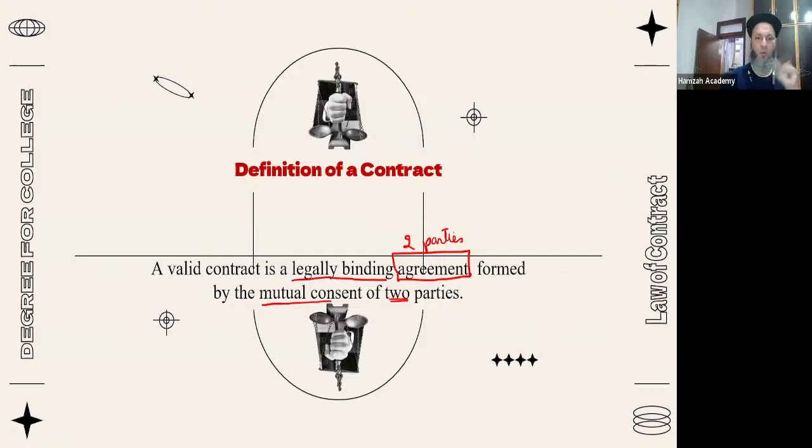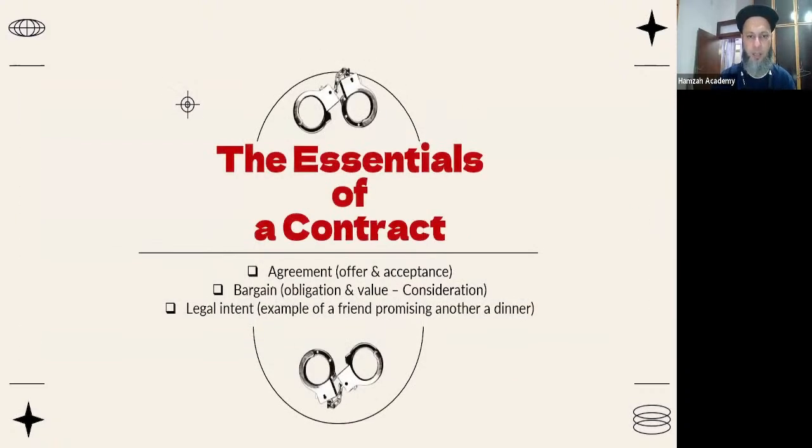Now, what are the essentials of a contract? There has to be an agreement. When we say agreement, it means between two parties, one party will make an offer and the other party will accept it. So offer and acceptance are the two primary parts of a contract in agreement. In today's session and the next, we will be discussing offer and acceptance in detail. Second is the bargain. Bargain includes obligation and value, or in legal terms, we say consideration. Consideration means something of value.